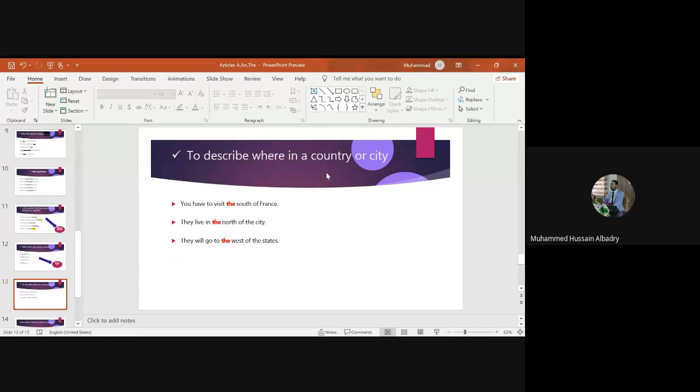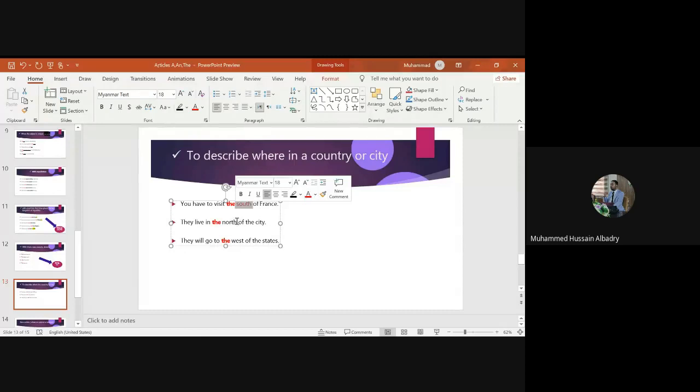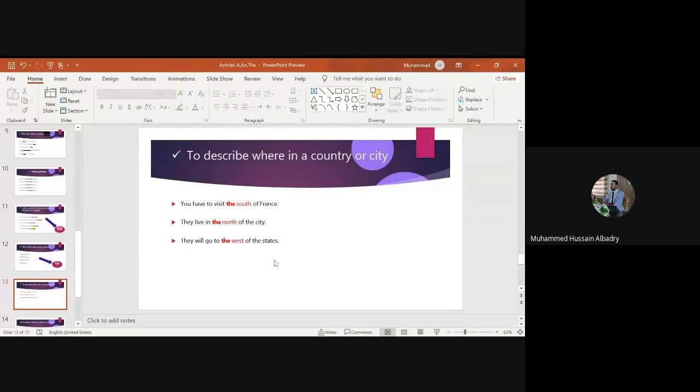To describe where in a country or city, you always say I live in the south of Iraq, in the north of Iraq. This is with directions: south, north, west, and east. Describe where in a country, when you live in the north. For example, you can say I will go to the north of Iraq next week. To the south of Iraq, to the west of the city, the south of Diwaniyah, the north of Diwaniyah.